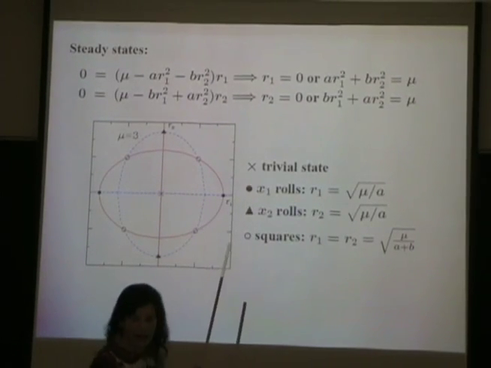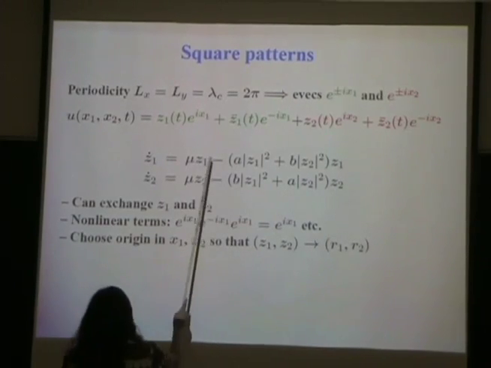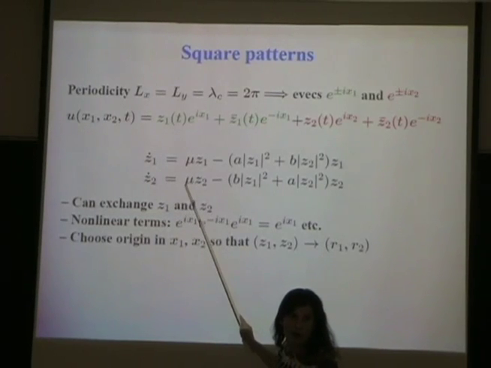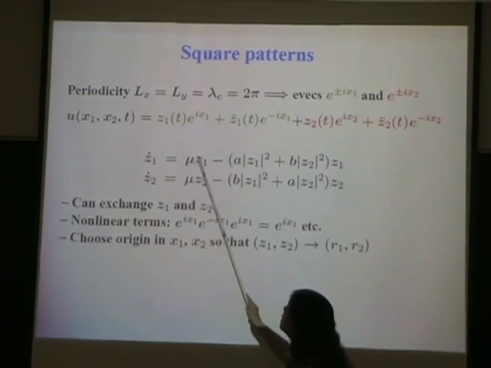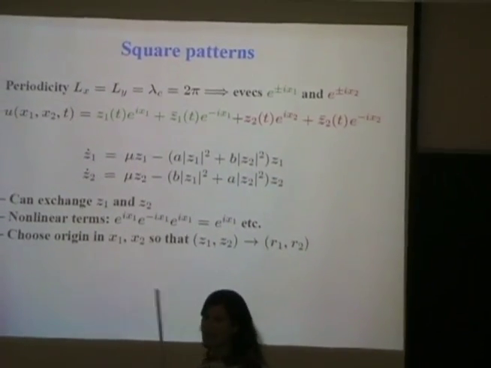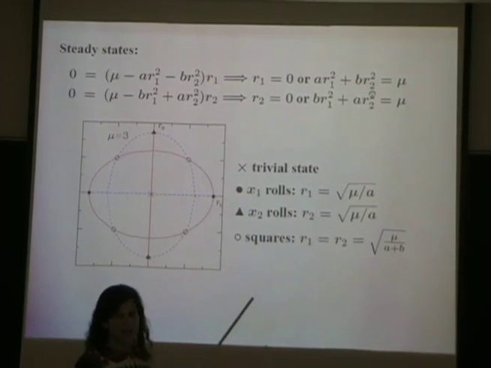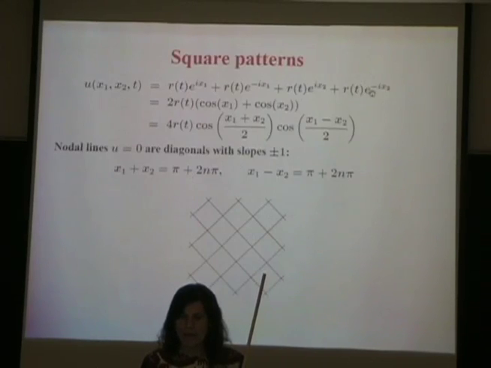This is again an illustration of the fact that at the linear stage, which was just here, you could have any magnitude for z1 and any magnitude for z2, right? But once you put in the nonlinearities, it's going to definitely select what you have. Okay, let's look at these squares just out of interest here.